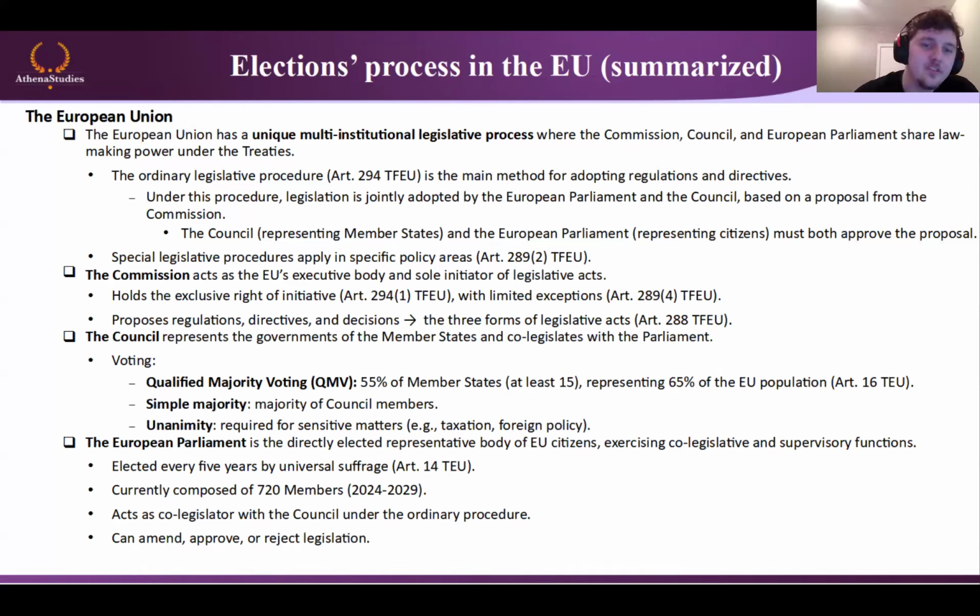There are some special legislative procedures in some specific policy areas. They are listed in Article 289 of the TFEU. Might be nice to have a look there just in case. But they're not 100. So the Commission acts as the EU's executive body and sole initiator of legislative acts. So if there is a legislative act, it came from the Commission. And it holds the exclusive right of initiative, as I've said, with limited exceptions. So very limited exceptions, I may add. So it proposes regulations, directives, and decisions.